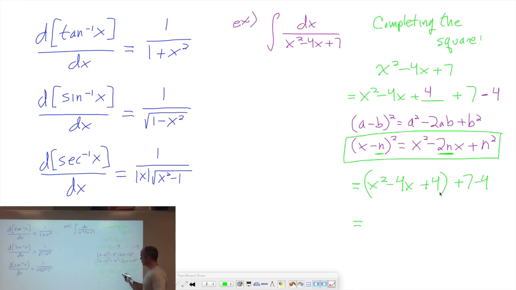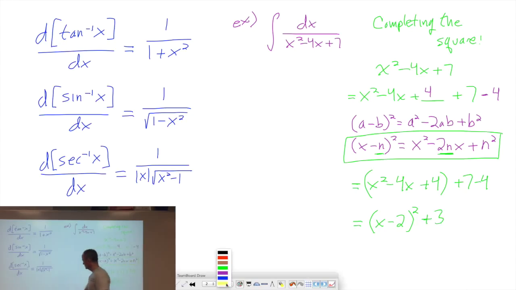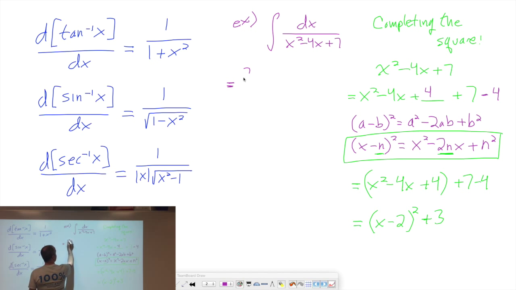But now I can rewrite this part. This is now my perfect square trinomial. If you cut the middle coefficient in half and square it, put that in there, you always get something that can be reduced to a binomial squared. Multiply x minus 2 times x minus 2, you will get x squared minus 4x plus 4. Plus 7 minus 4 is plus 3. It's a bit of a long way of saying I can rewrite my integral as the integral of x minus 2 squared plus 3.